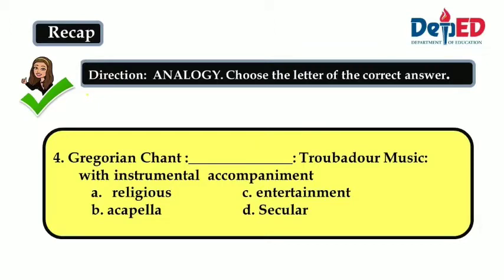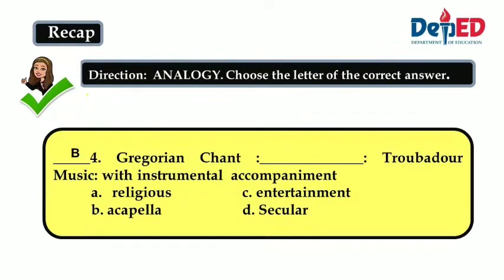Number 4. Gregorian chant is to blank, while troubadour music is with instrumental accompaniment. Is it A. Religious, B. A cappella, C. Entertainment, D. Secular? If you answered letter B, a cappella, you are correct.